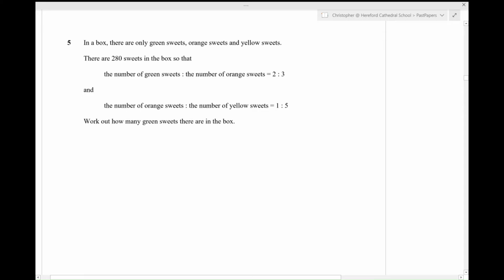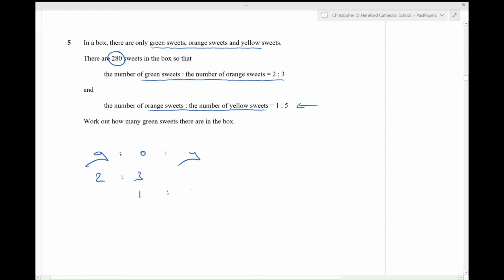Question 5 is all about ratio. I'm told that there are green, orange, and yellow sweets. So green to orange to yellow. Now I'm told there are 280 sweets in the box. Hang on to that for a minute. But the number of green to the number of orange is 2 to 3. So I'm going to write 2 to 3 here. And I'm also told that the number of orange to the number of yellow is 1 to 5.